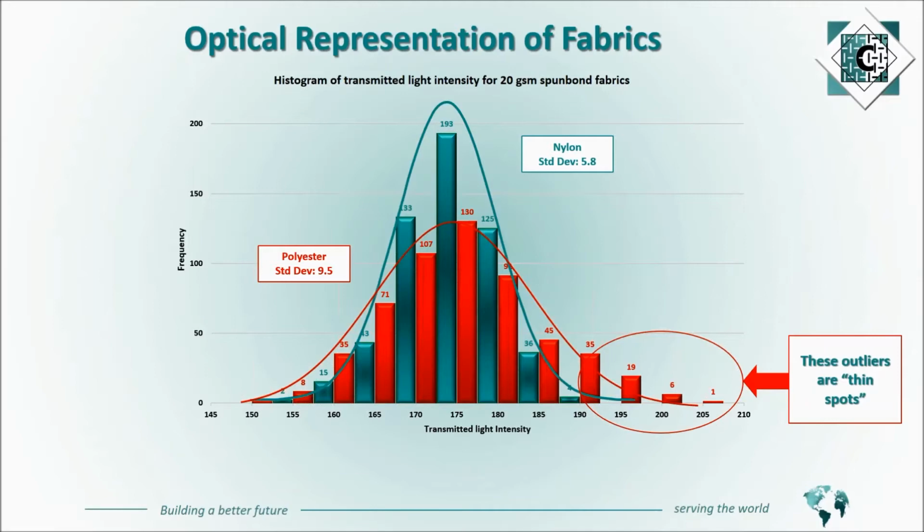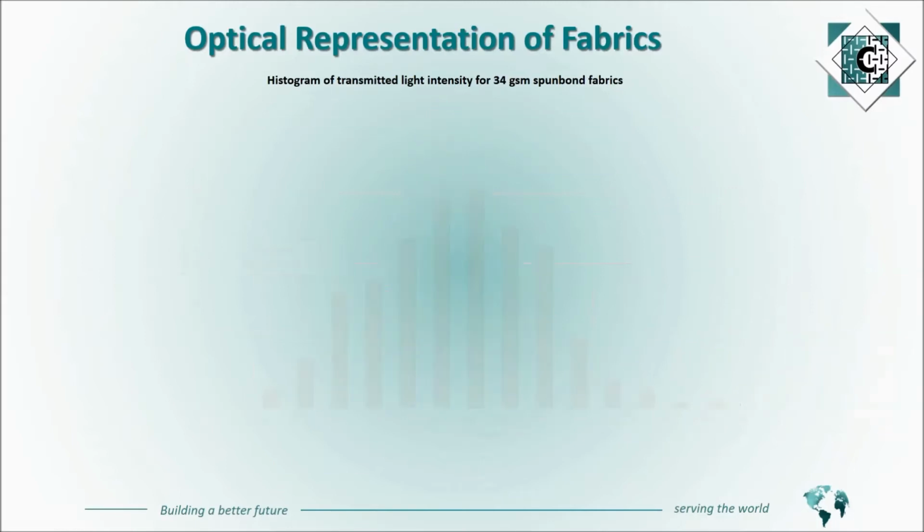When we overlay the two, if you were actually to do a variance comparison, variance being the standard deviation squared, the polyester would actually be 3 times more variable than the nylon product in this case. On the far right, you'll see in the circle there, those outliers that you see in red actually represent thin spots in the media, or areas where you don't have as much fiber, and that would be in some cases out of our specification for the same product.